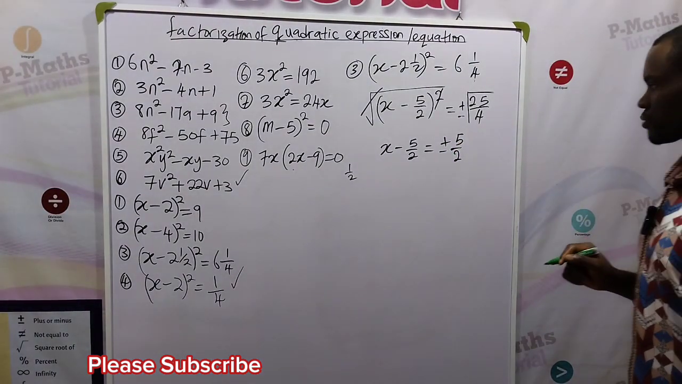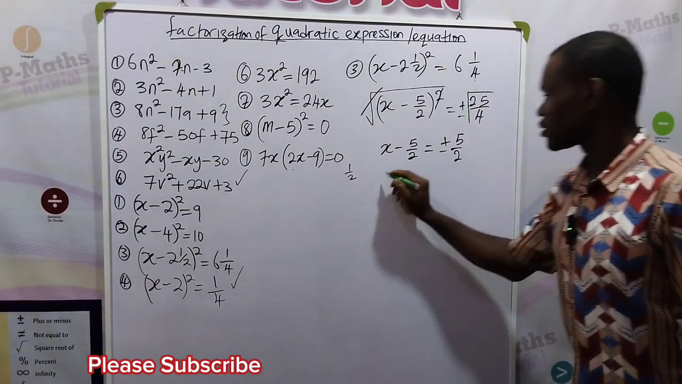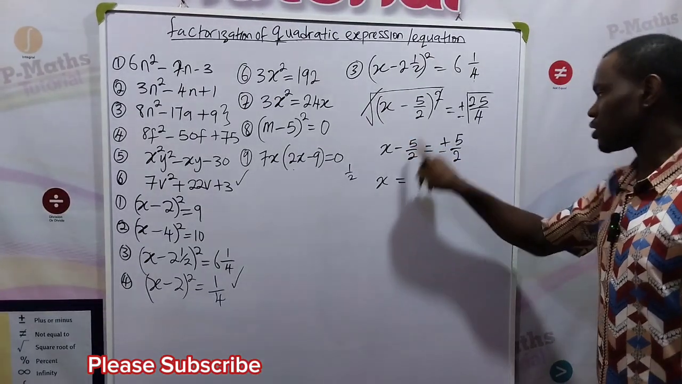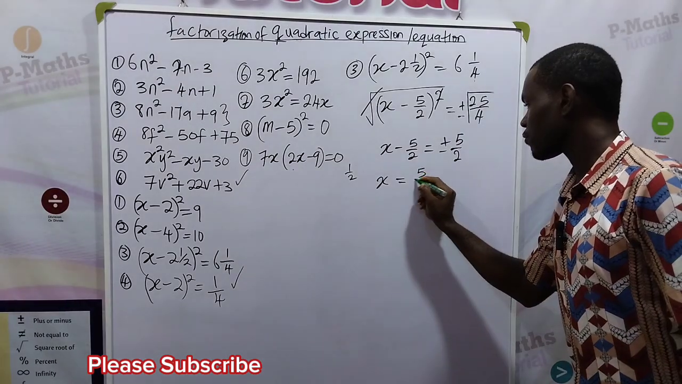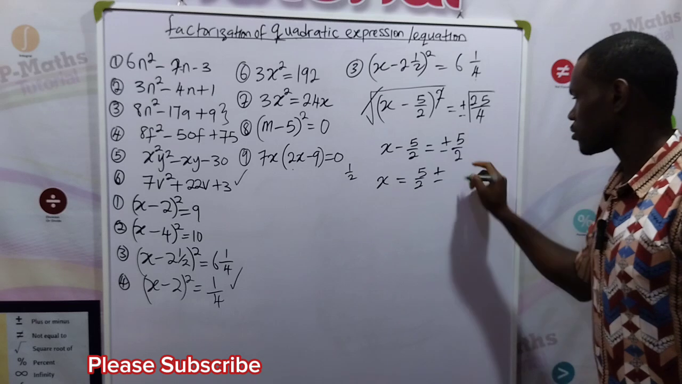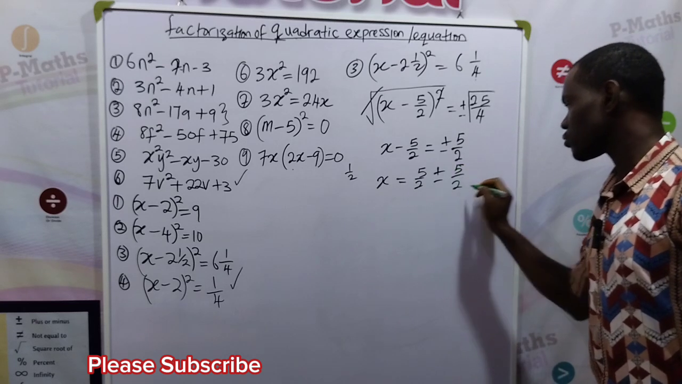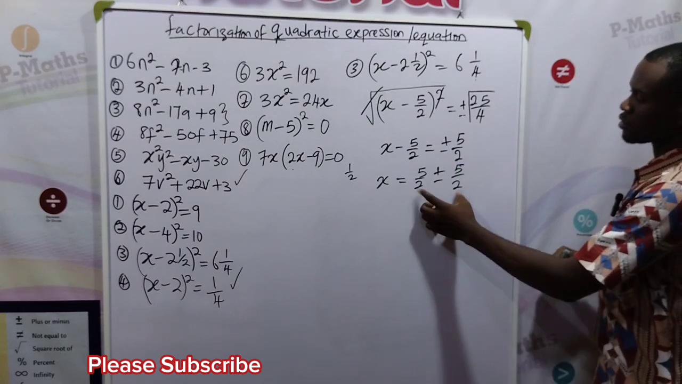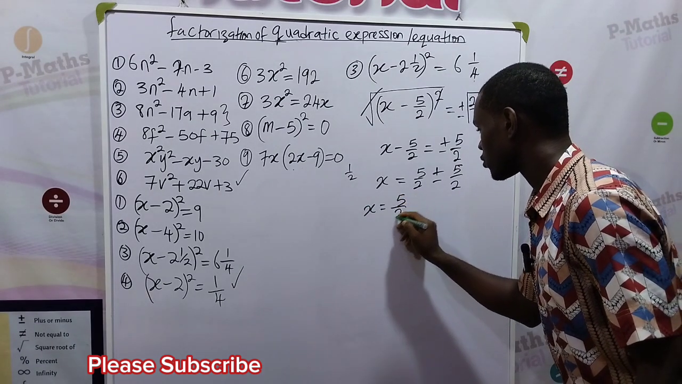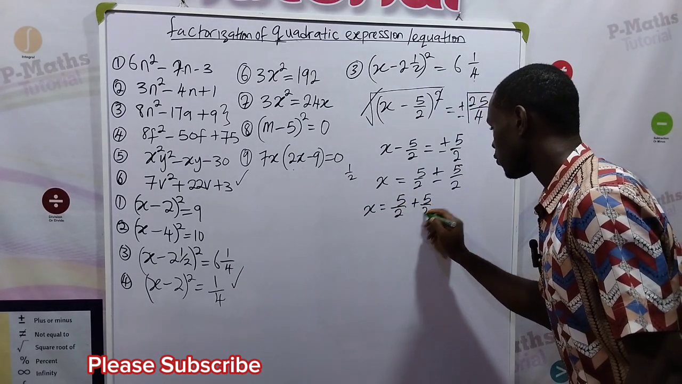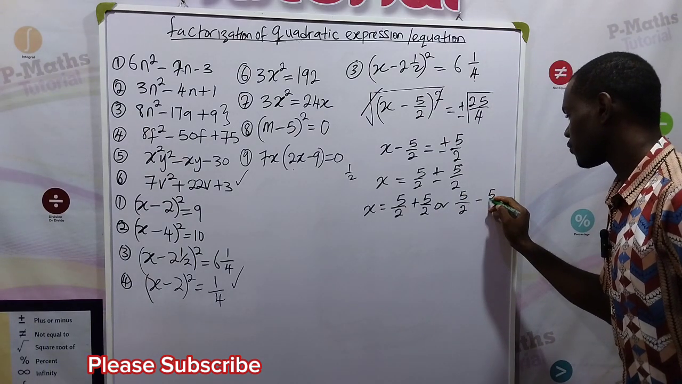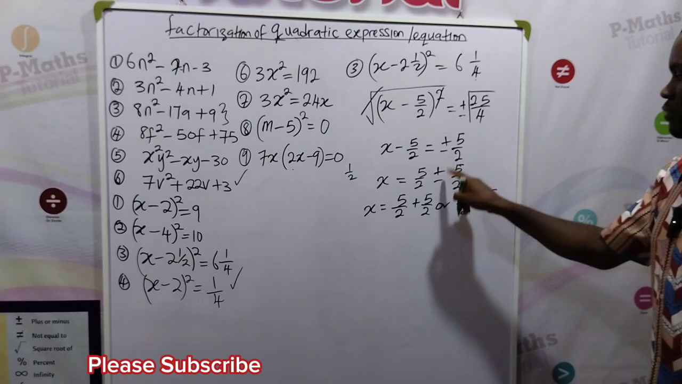We are making progress. So next, make x the subject. That means we are taking this to the other side. We'll now have 5 over 2. I've taken 5 over 2 to this side, plus or minus 5 over 2. So let's separate. We now have x equal to 5 over 2 plus 5 over 2, or 5 over 2 minus 5 over 2. Separating the plus and minus.